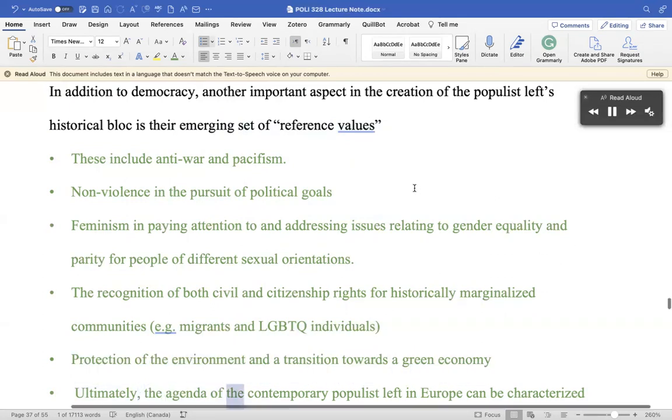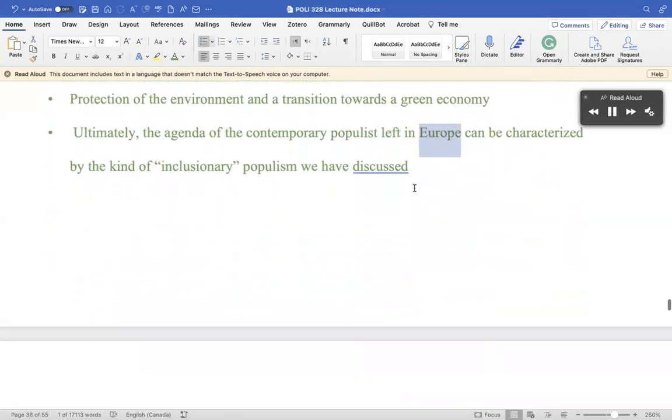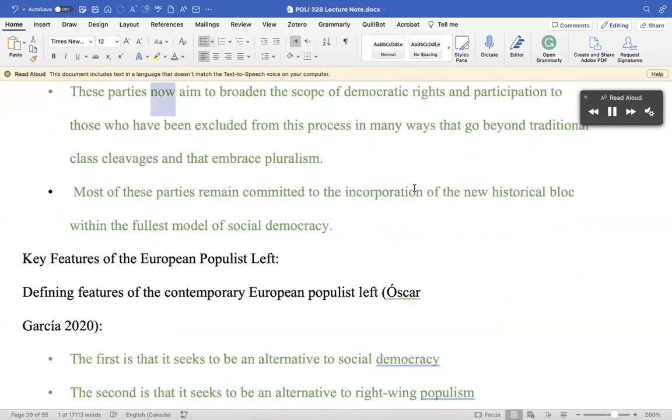Ultimately, the agenda of the contemporary populist left in Europe can be characterized by the kind of inclusionary populism we have discussed. These parties now aim to broaden the scope of democratic rights and participation to those who have been excluded from this process in many ways that go beyond traditional class cleavages and that embrace pluralism. Most of these parties remain committed to the incorporation of the new historical bloc within the fullest model of social democracy. Key features of the European populist left.